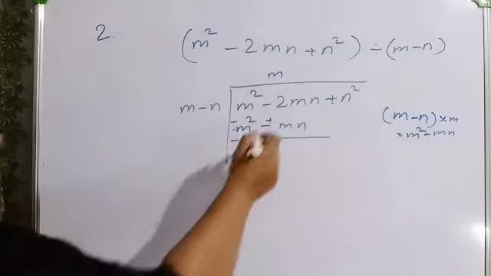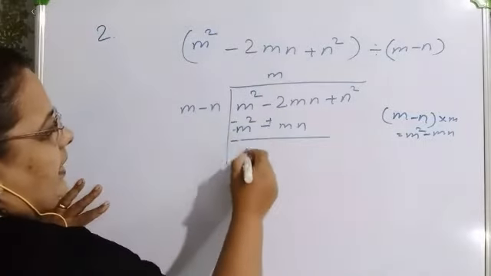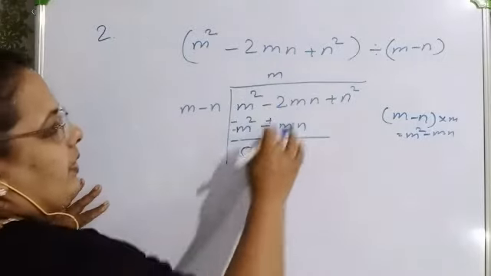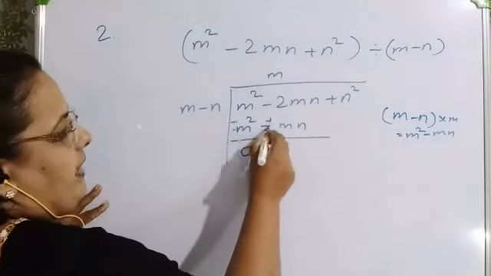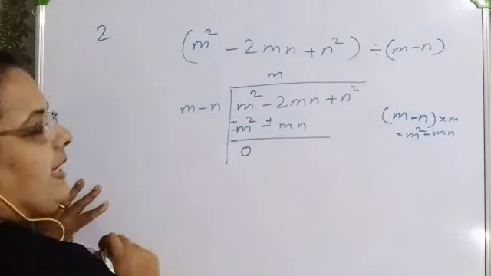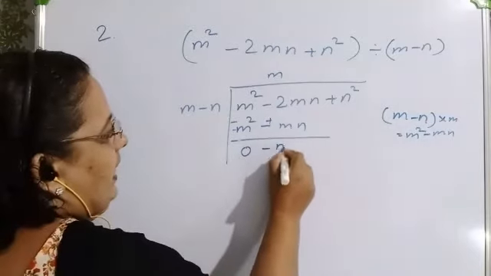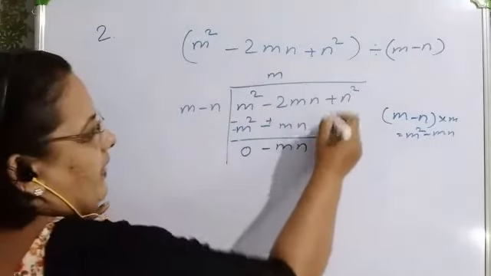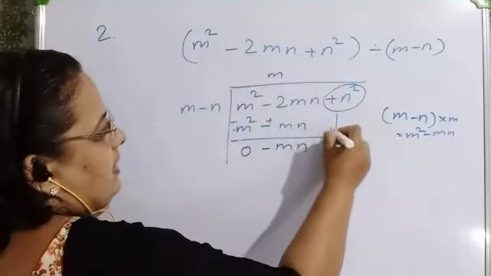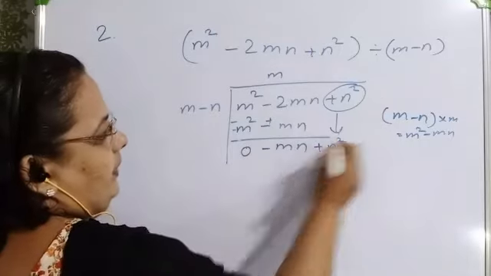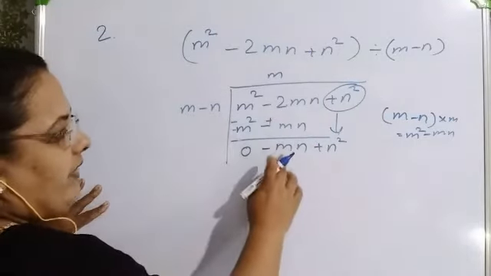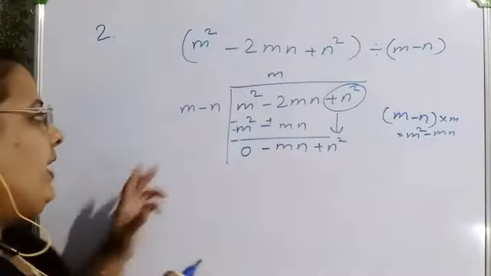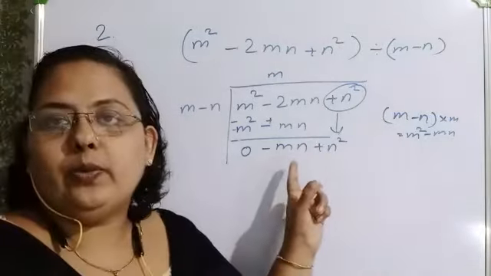Okay. Now here you will get 0. M square minus m square is 0. Now here it is negative 2mn and here it is plus mn. So you are getting negative mn. Now till here it is over. Now we have to bring this plus n square down. Now we have to get the first term as negative mn, so that this one will be removed.